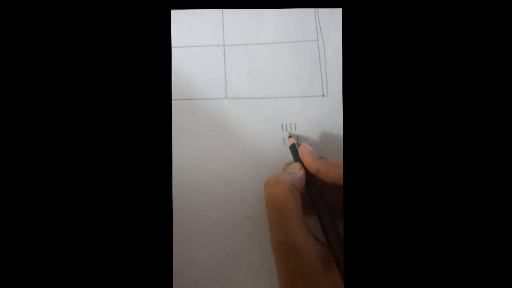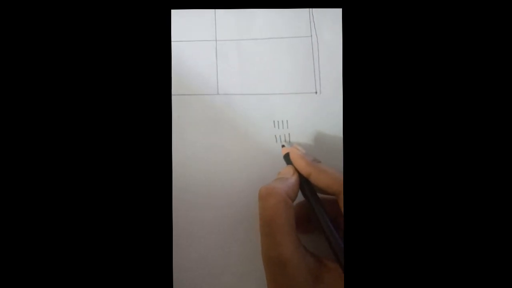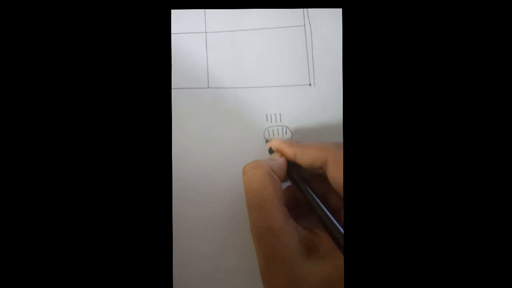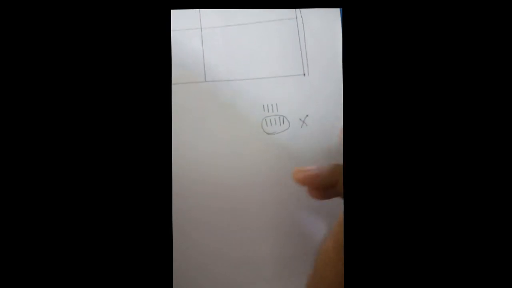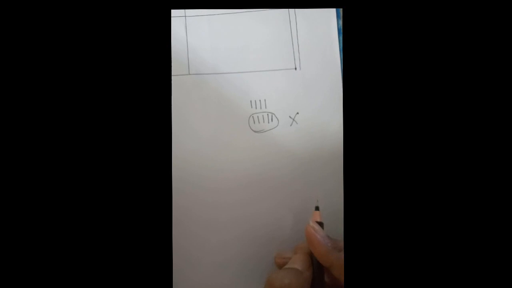4 is denoted by 4 tally signs. Look at here 1, 2, 3, 4. But 5 will not be denoted this way: 1, 2, 3, 4, 5. Not this way. It's wrong. For the number 5 we have to draw 4 vertical lines.